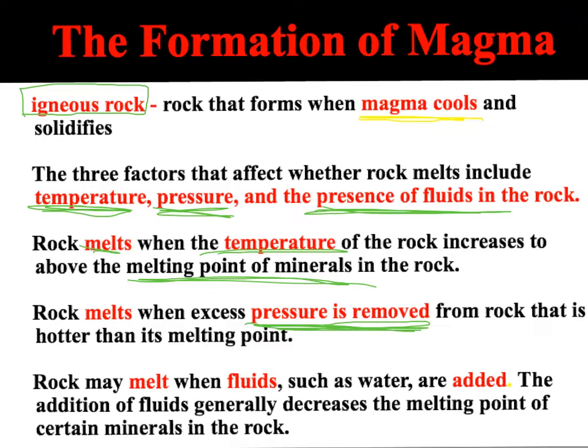And finally, the third way that magma forms, or the third way rocks melt, is when fluids such as water are added. Remember, this happens a lot at subduction zones, where you have one plate subducting, going under another one, and oftentimes taking some seawater and other fluids with it.